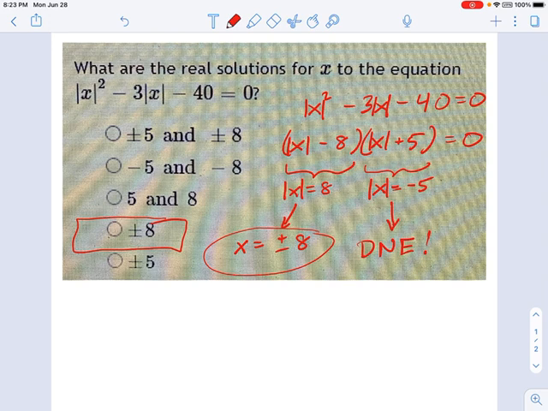This one takes a little bit of caution when dealing with those absolute value signs. Save it for the end. Just treat it like a variable. The variable is absolute value of x. And then at the end, you think about whether or not these things can really exist, because some of them might not.